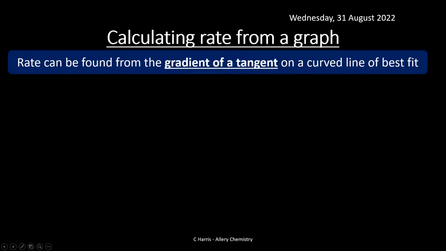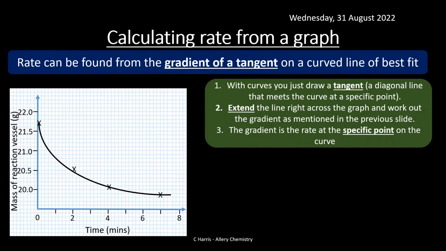Now, it gets a little bit more difficult when you don't have a straight line graph. You've got a curve instead, which you'll see a few more of later on in the video. With a curve, and if you study maths, this might be more familiar, you've got to find a tangent. A tangent is basically a diagonal line that meets the curve at the specific point that you wish to view. So the best thing to do is extend the line right across the graph, work out the gradient as we mentioned before, and then we're looking to monitor the rate of reaction at a particular point on that curve.